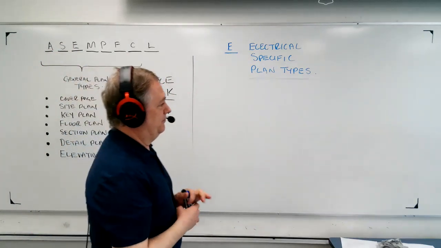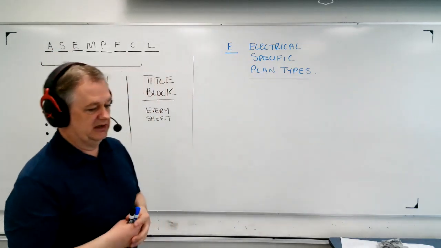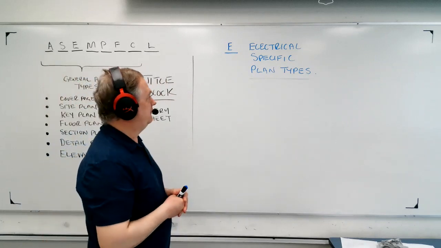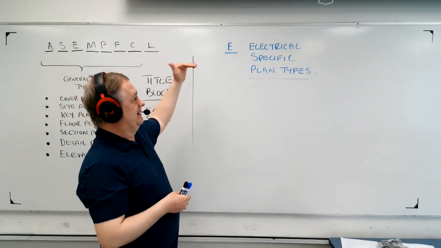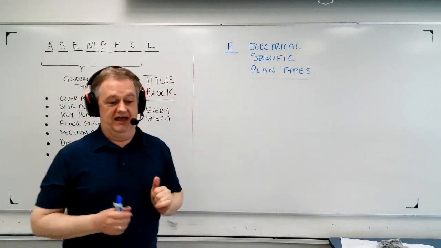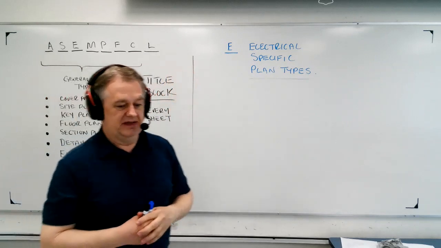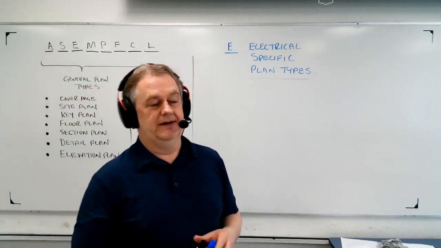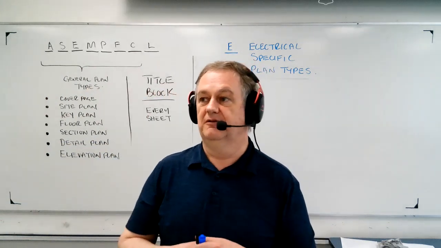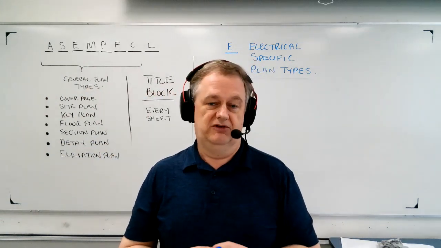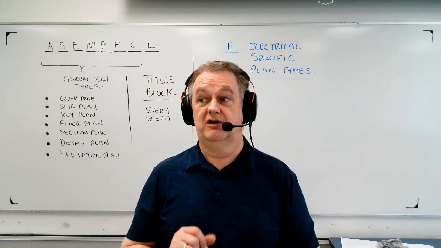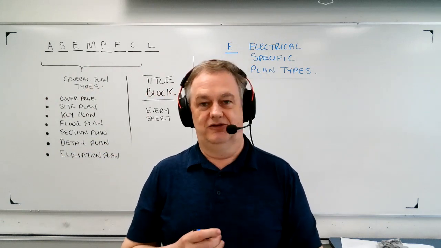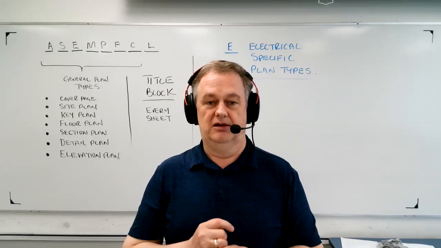Now, the next thing that we need to look at, I'm going to take a little break, and this will be the next session. We're going to start into electrical-specific plan types. There are some plans that really are not going to appear anywhere else, for instance in some of the other sections. They're going to be very definitely electrical types of plans, and so we're going to go into a little bit of detail and look at those.